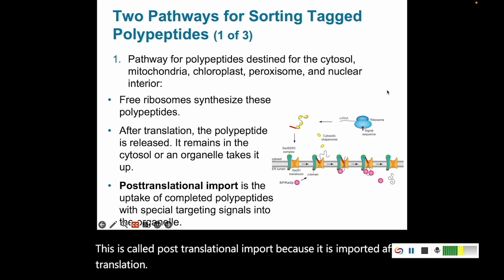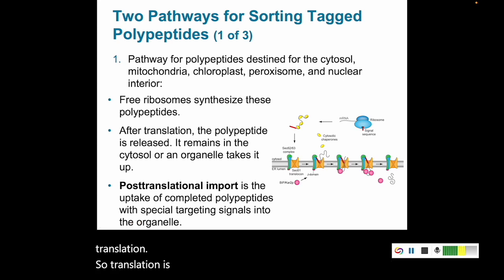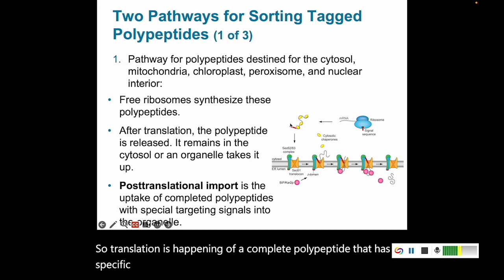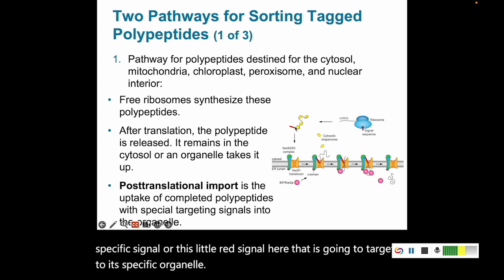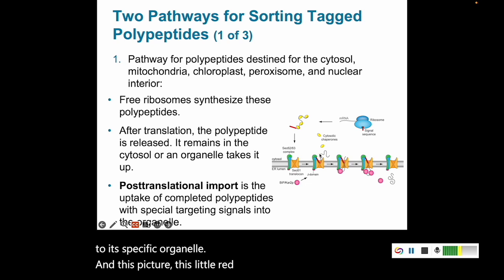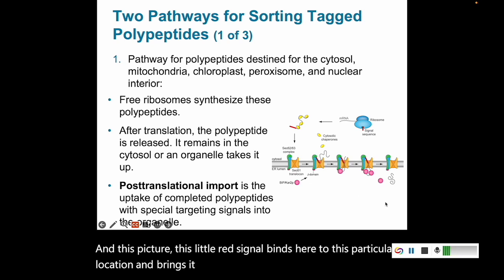So translation is happening of a complete polypeptide that has a specific signal, or this little red signal here, that is going to target it to its specific organelle. In this picture, this little red signal binds here to this particular location and brings it into this organelle.